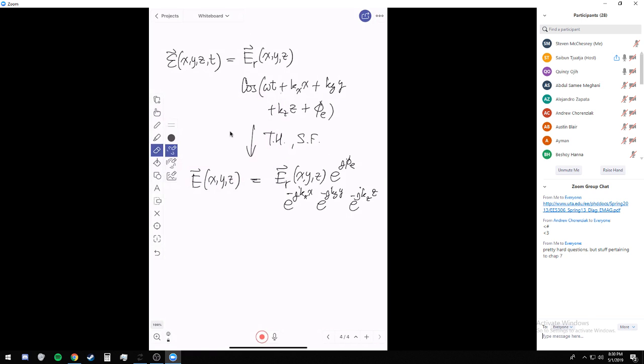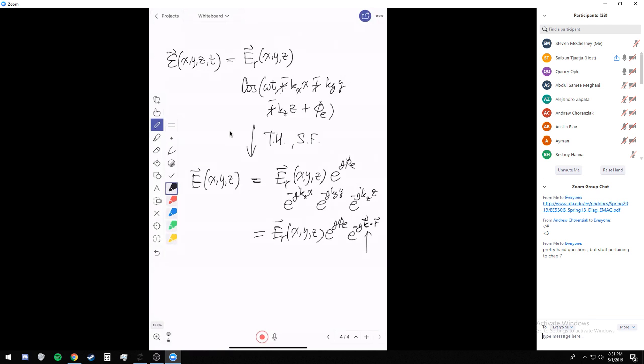Anyway, let me just cross this out, negative, to make it consistent. So I can rewrite this as E of r function x, y, z, which is a vector of the polarization, e to the j phi is the phase shift, and then I can write the whole thing down as e to the minus j, the k vector dot with r vector. I can do it this way, right? So this k vector determines the direction of my wave propagation.